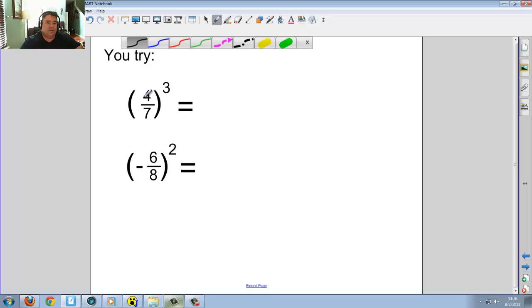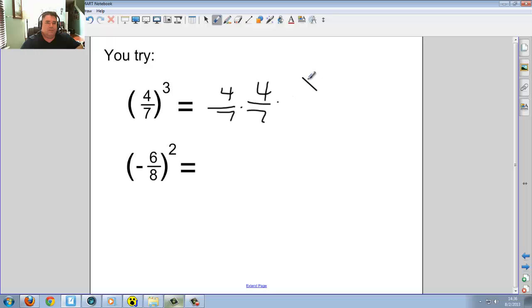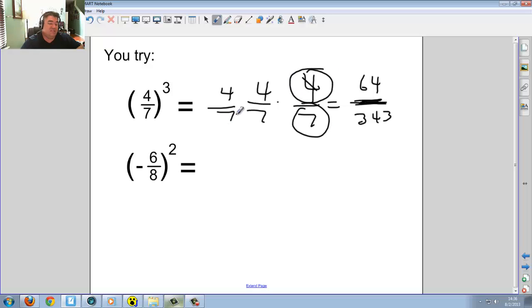Well, a little more legwork on this one. 4/7 to the 3rd power. You got 4/7 times 4/7 times 4/7. 4 times 4 times 4 is 64. And 7 times 7 is 49. Times 7 is 343. Now, if you're asking yourself, can we divide this down and find the greatest common factor? Just ask this. Can we divide any 4s by any 7s? No, so you can't do anything with them. So 64 over 343 is your answer.